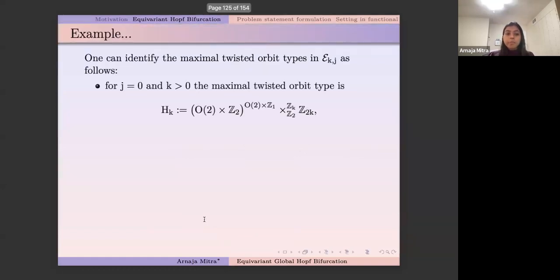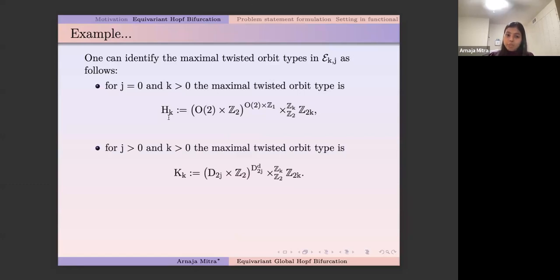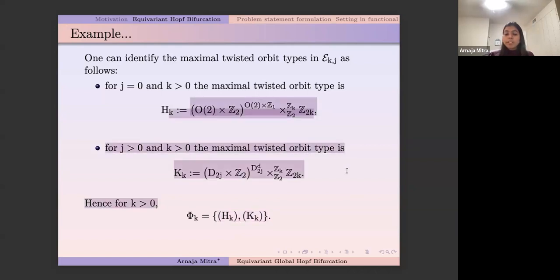So in the example, we saw already that we have two orbits. And gradually we can find that this is our twisted orbit and this is a maximal twisted orbit type. So this we all did by GAP.